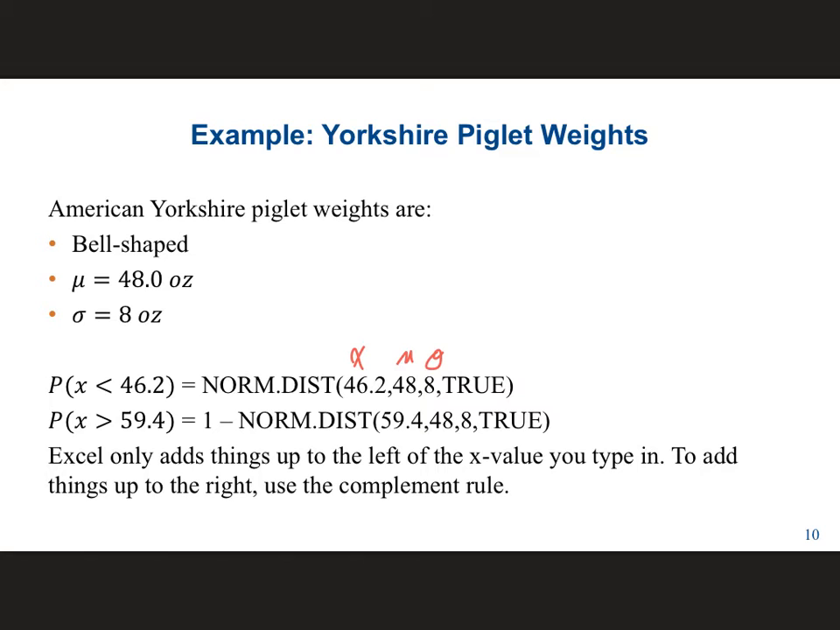If I'm looking for the probability x is greater than 59.4, now again, Excel only does left to right. So you have to say, well, I'm actually looking for a greater than, so that's looking for the right side. So you have to do 1 minus norm.dist, your x value, your mean, your standard deviation, and true.